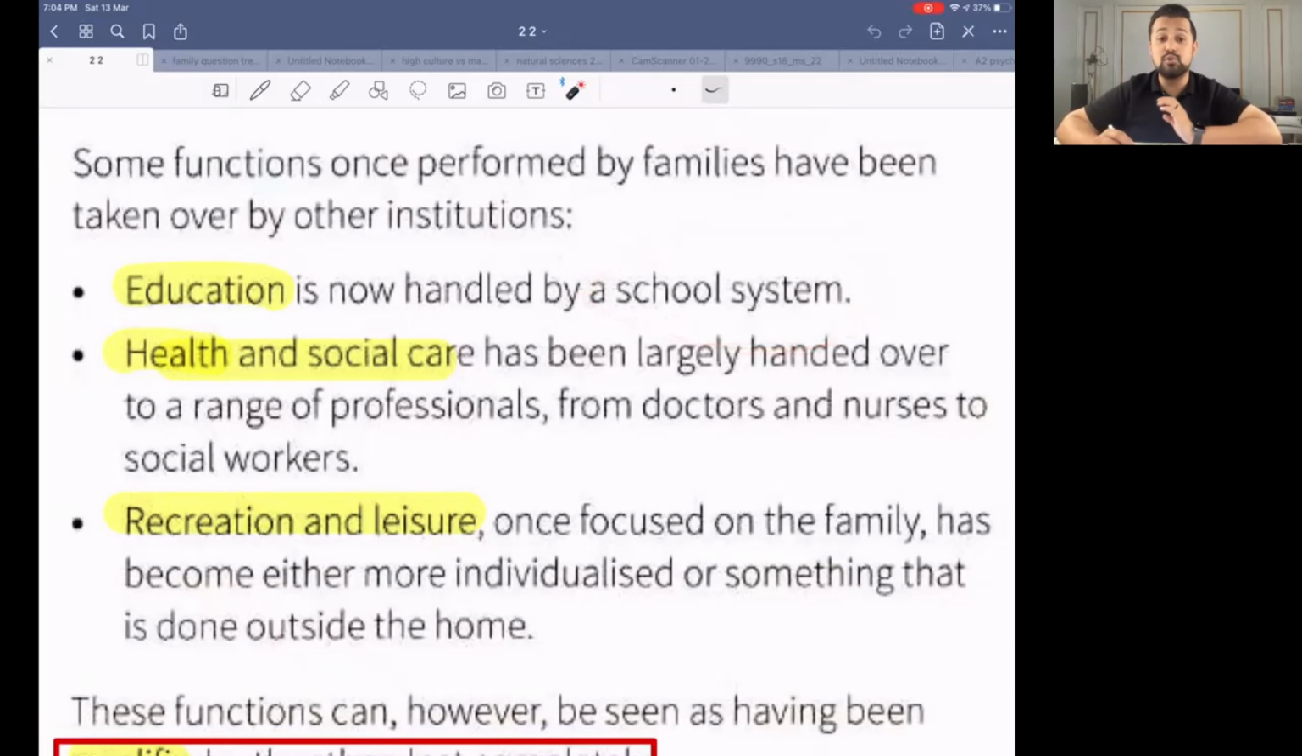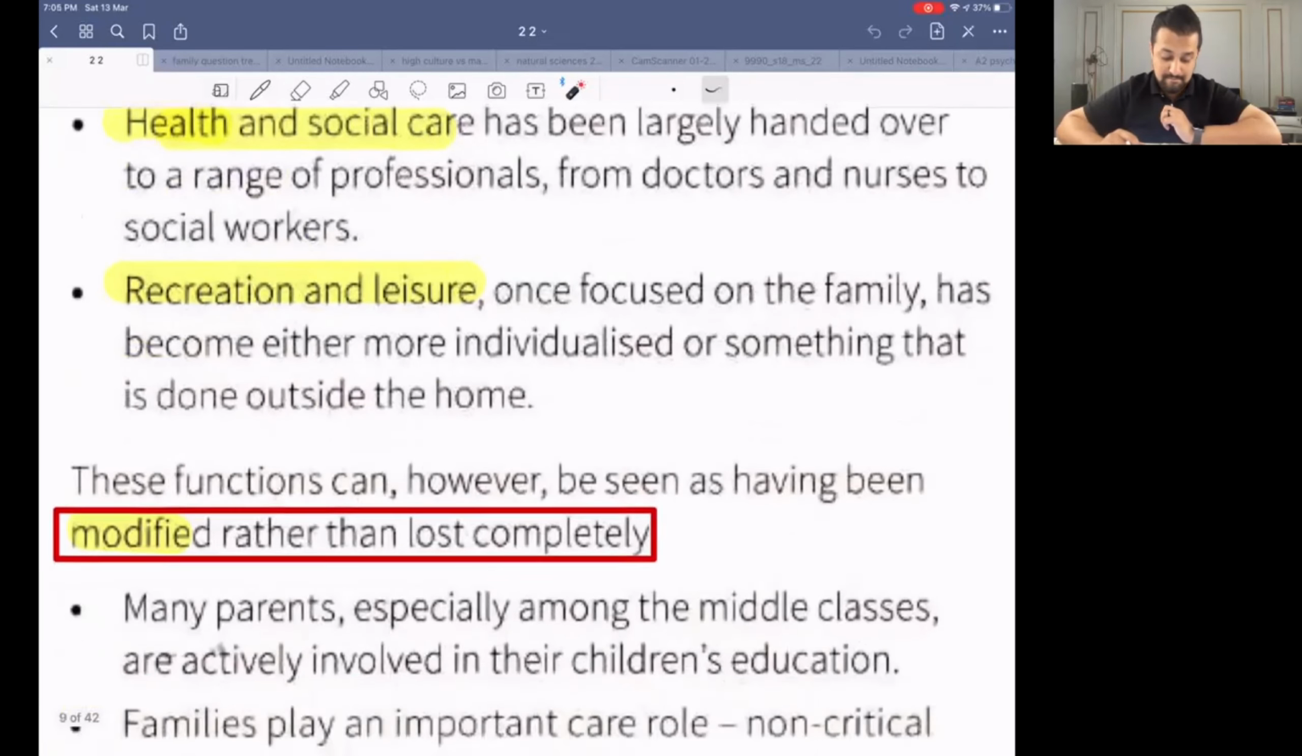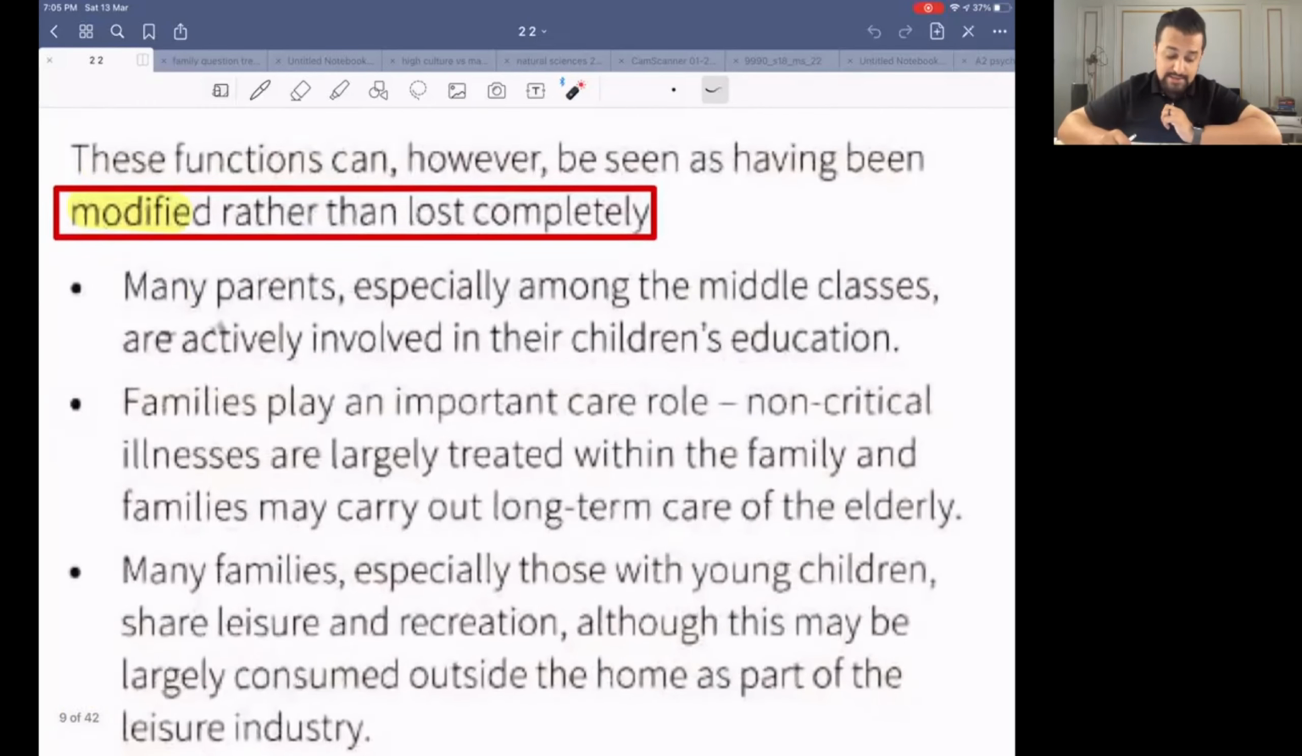Likewise, when it comes to health related issues, today there are a range of professionals: doctors, nurses, social workers, and in many developed countries, a well established healthcare system. Likewise, recreation and leisure activities, once focused on the family alone, have become either more individualized or something that is done outside the home now. Do we all understand this?